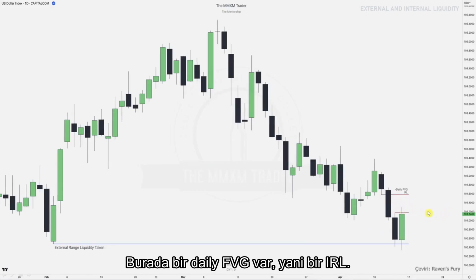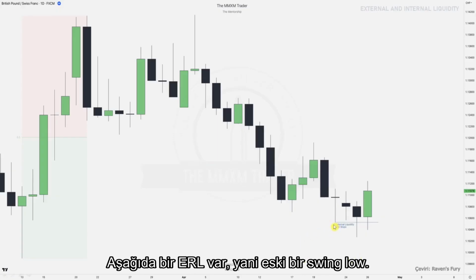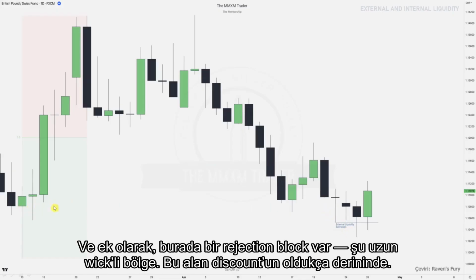Internal range liquidity. We've got a British pound Swiss franc daily chart over here. Again, example after example, keep repeating this. Down here, external range liquidity, old swing low, right? Over here. And might I add, we have a rejection block here, right?